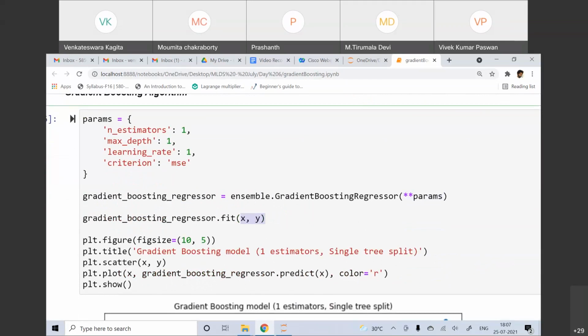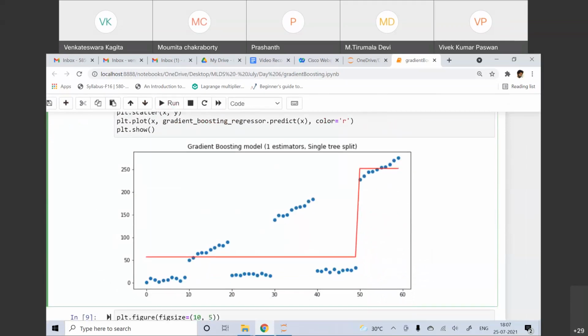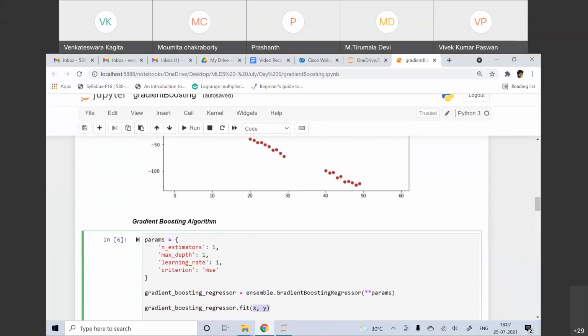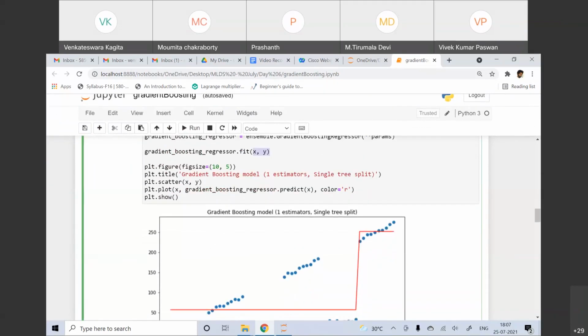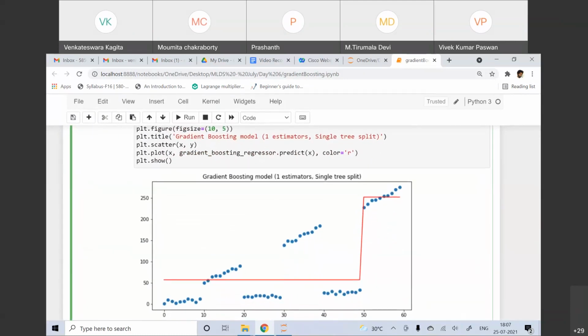And I'm plotting it with one estimator and a single tree split. I've taken only one estimator, which means only one iteration. A single tree split means a very simple, very basic model, because the complexity of the tree is restricted to one node. So therefore it is a very simple tree. So this is the model.